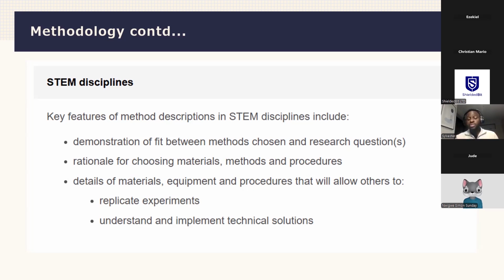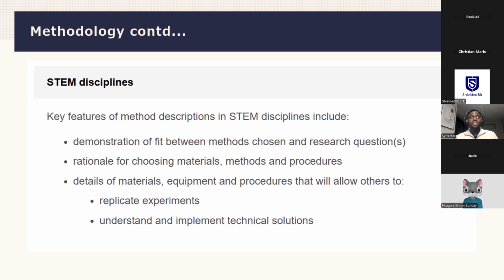Then you give us the details of the materials, equipment, and the procedures. If you used two petri dishes, you write two petri dishes. If you're programming or maybe building a system, if you used the Windows operating system, give the version of the Windows, even the RAM of the system, if it needs processing power. Every detail that is going to allow somebody else to replicate the experiment.